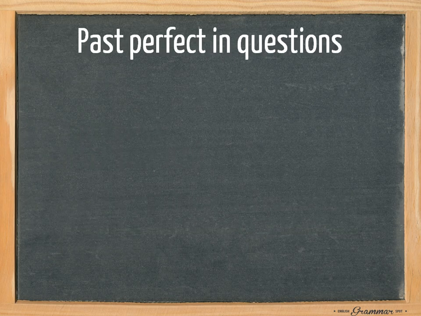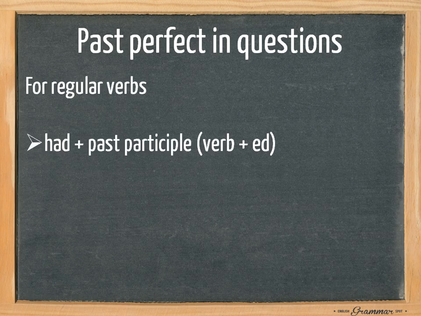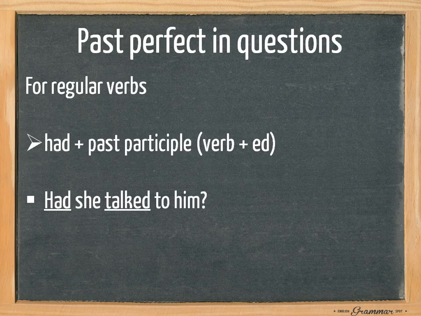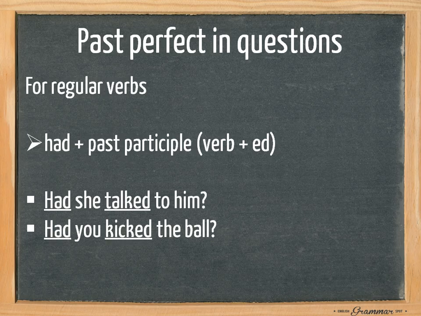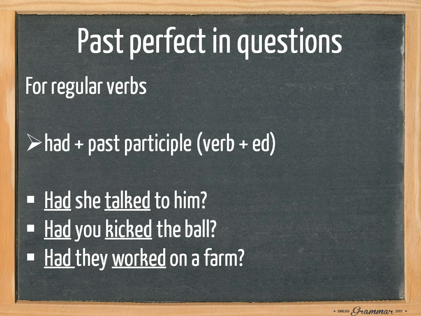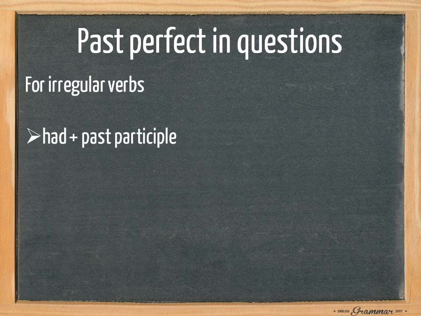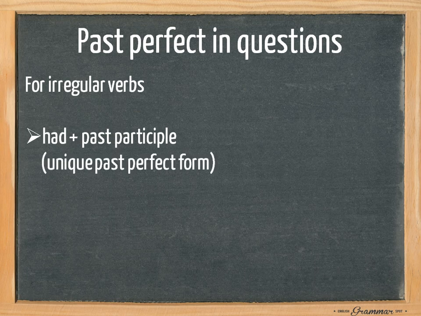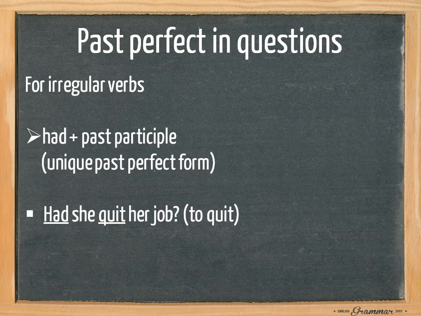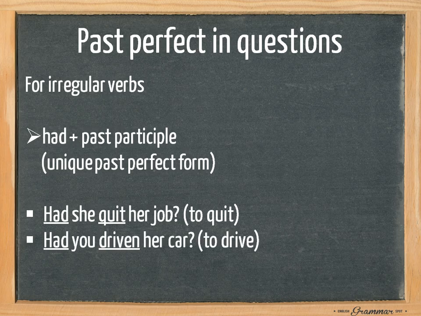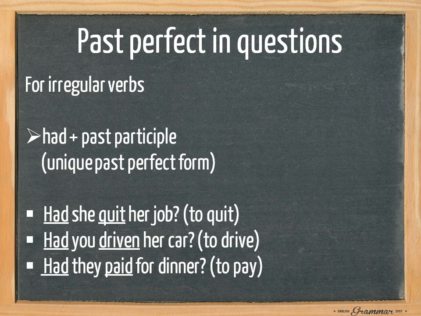Let's have a look at the past perfect in questions. For the regular verbs, again we use the past simple form of the auxiliary verb to have and the past participle. Again, the base form of the verb and ed. Had she talked to him? Had you kicked the ball? Had they worked on a farm? For the irregular verbs, we also use the auxiliary verb to have, so had, and the past participle, and again the unique past perfect form. So, had she quit her job? Had you driven her car? Had they paid for dinner?